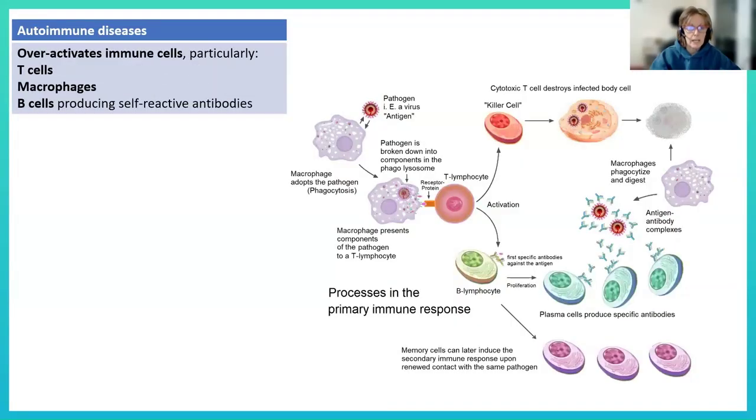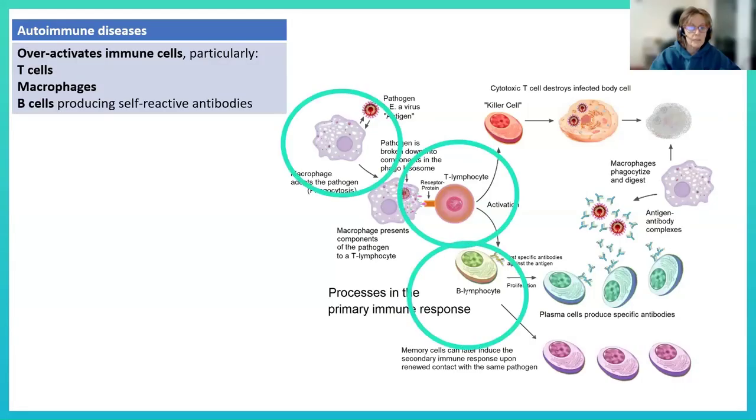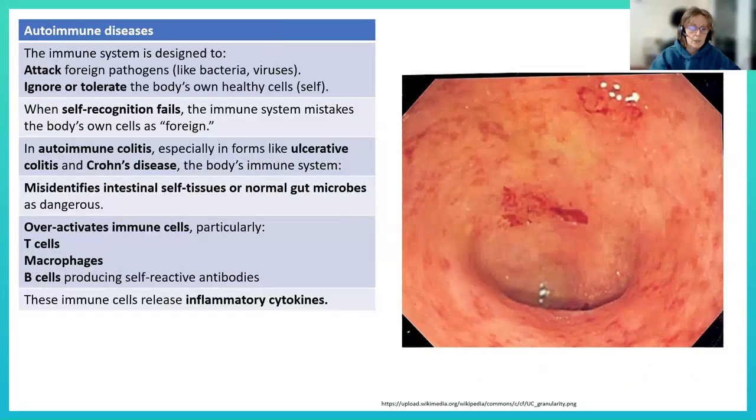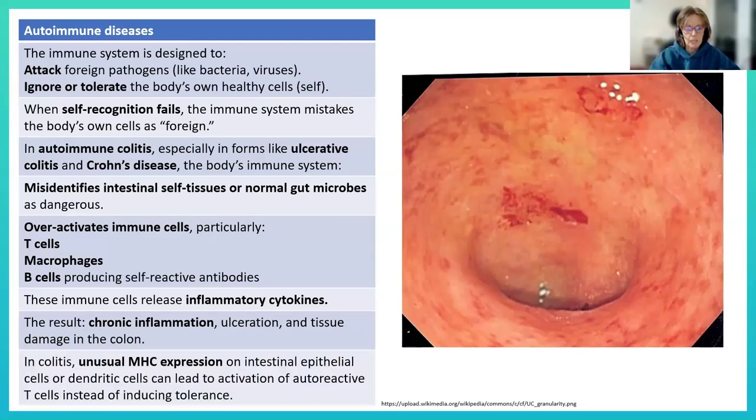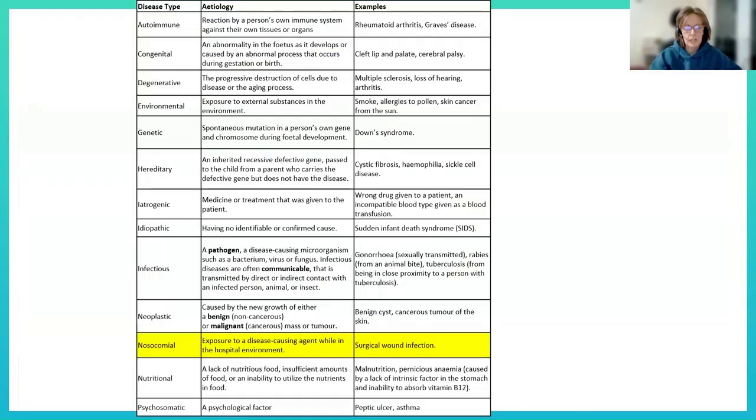You can see them here and here. And then it triggers this immune response, releasing inflammatory cytokines. When they're released, the body goes into a state of chronic inflammation. You get ulceration where everything swells up because it's inflamed, and you get tissue damage. In colitis itself, you get unusual major histocompatibility complex expression in this area. So unusual proteins that shouldn't be there are being expressed, and it can lead to these T cells flaring up.